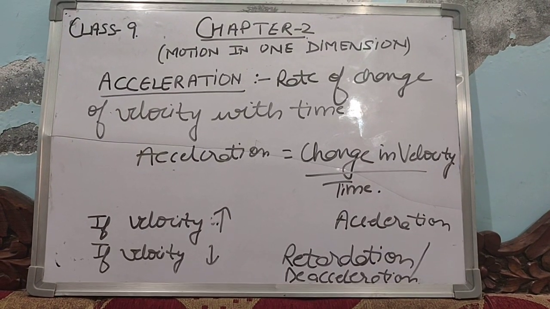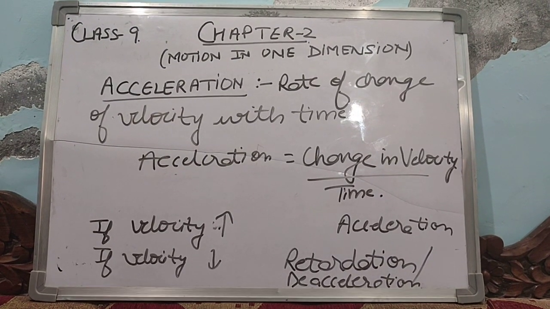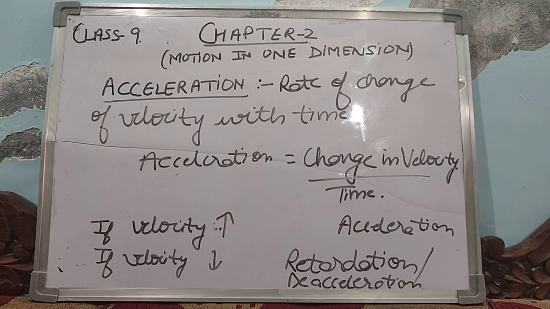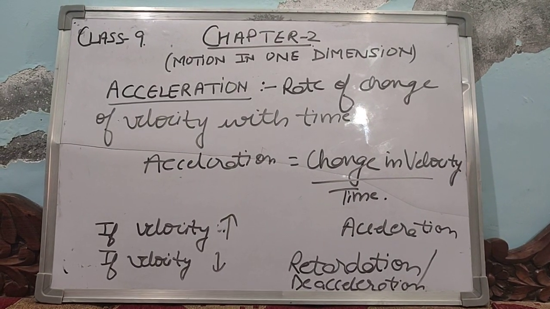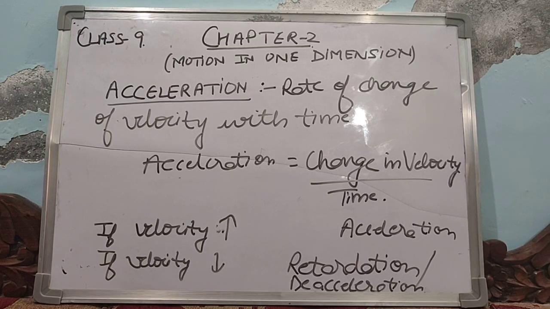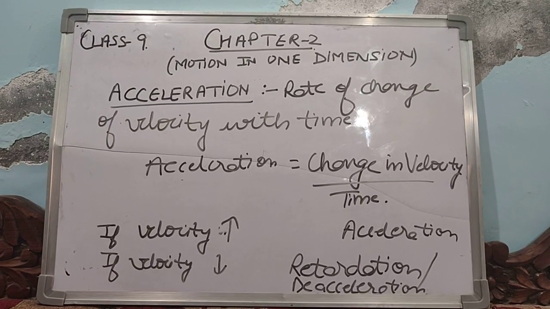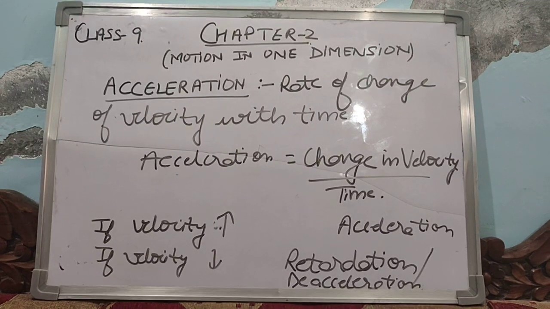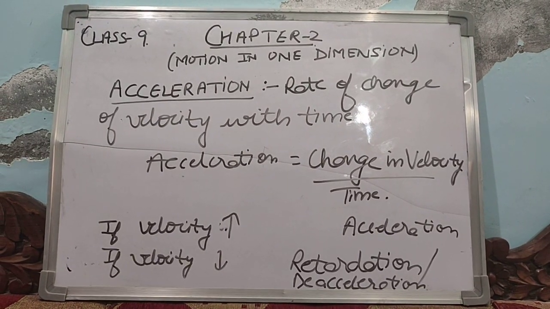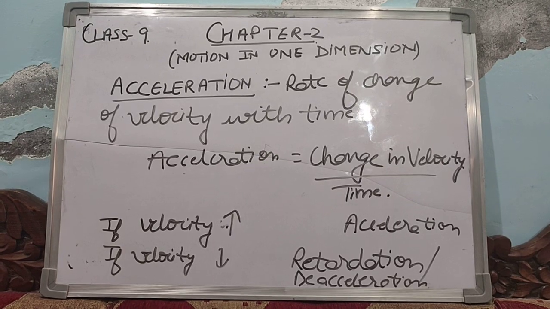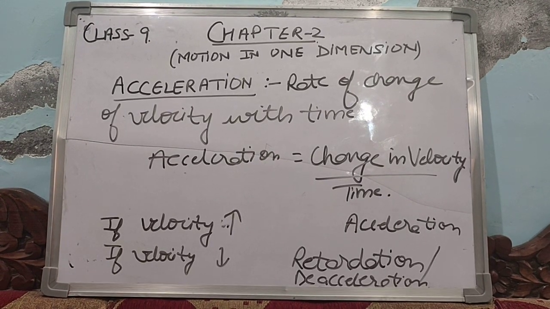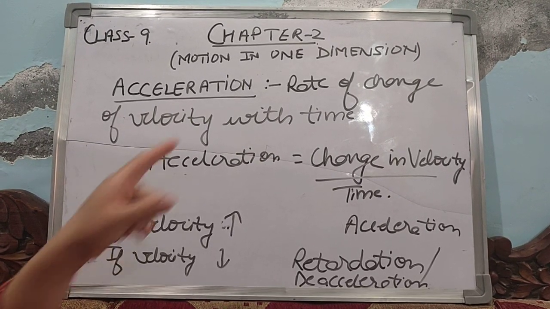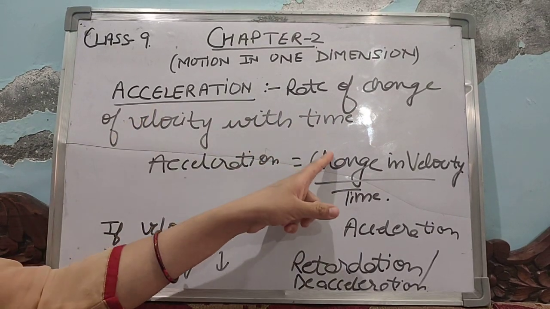We know generally bodies do not move with uniform velocity. The velocity of a body changes either in magnitude or in direction, or both. For example, the motion of a vehicle in a busy market is an example of variable velocity. So we can define acceleration as the rate of change of velocity with time.